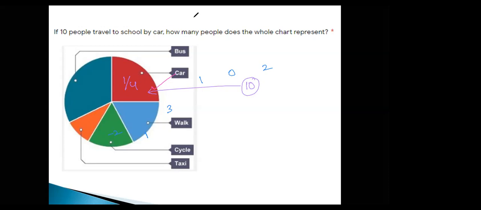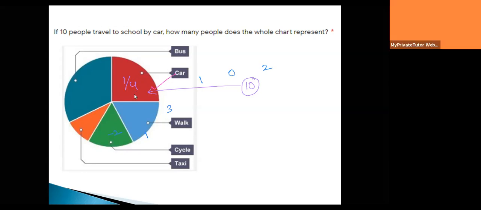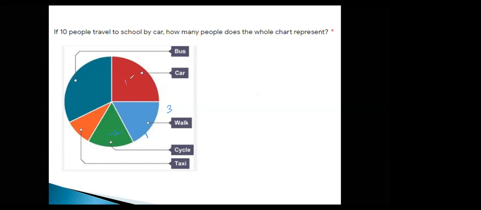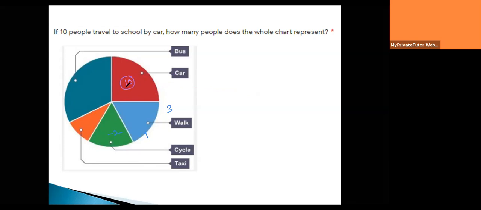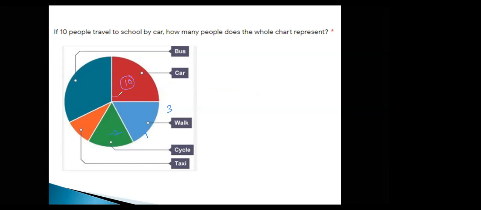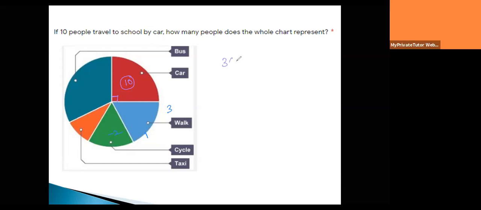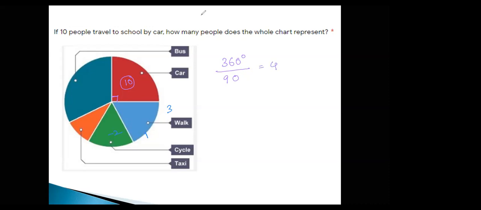Yes, sir. You explain. See, the question is, how many people are there in total? But what they gave is the number of people who travel by car, which is 10 and is 90 degrees. So total is how much? 360 degrees. If you know this is 90 degrees, what is the remaining? 4. You agree? 30 people took the rest of the chart.